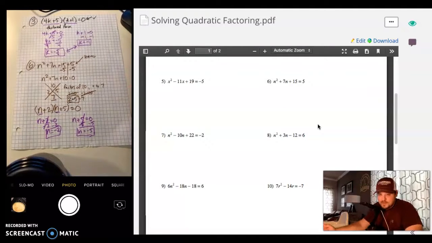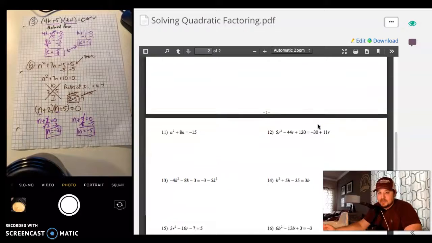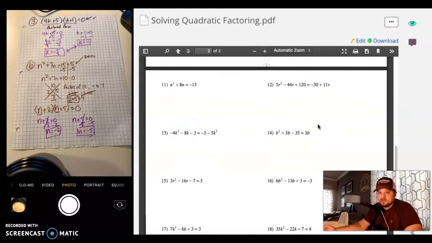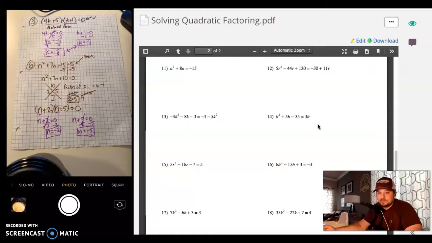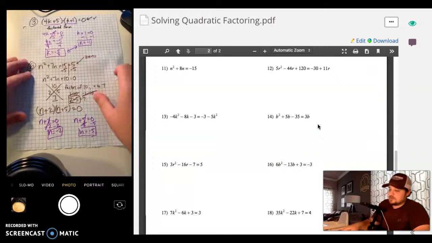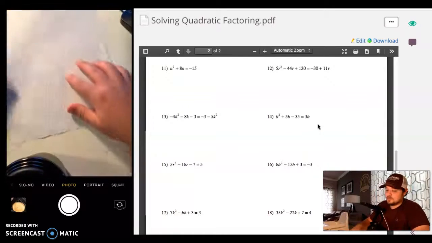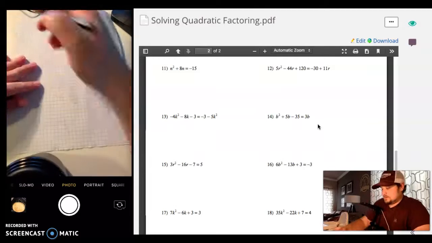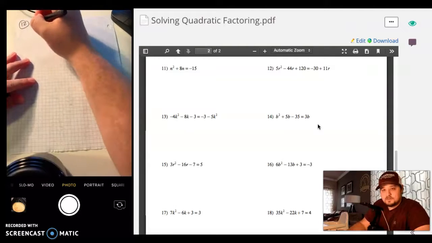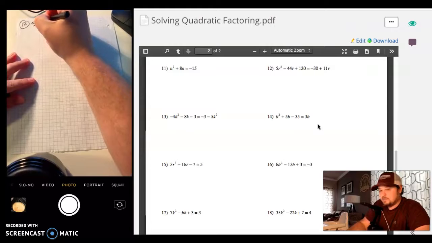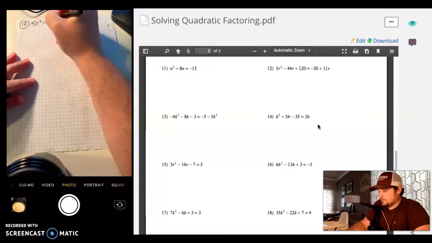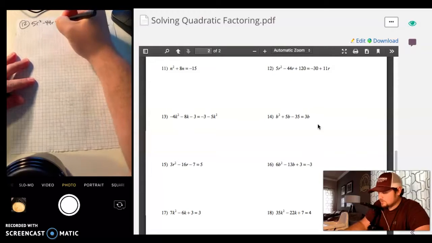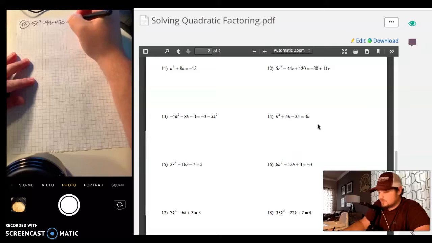Okay, next I want to do, let's see if I can look for a difficult one. All right, so let's look at number 12. I think number 12 is sufficiently difficult. There are going to be a couple of things that we do on number 12. So number 12: 5r squared minus 44r plus 120 equals negative 30 plus 11r.